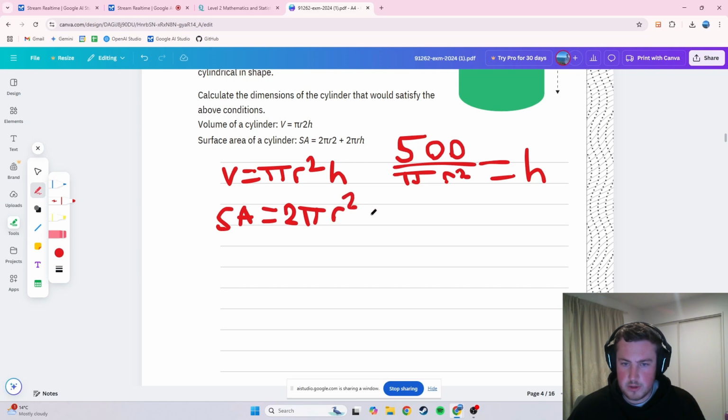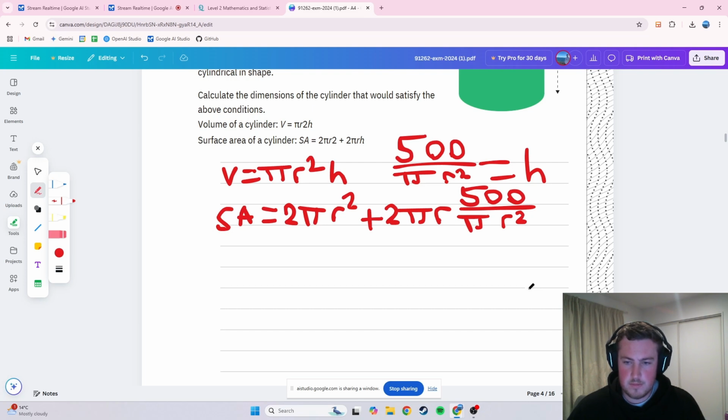Yep, I'll do that now. Plus 2. Great. Pi 500 over pi r squared. Is that correct? Yes, that looks correct. You've substituted the expression for h into the surface area formula.